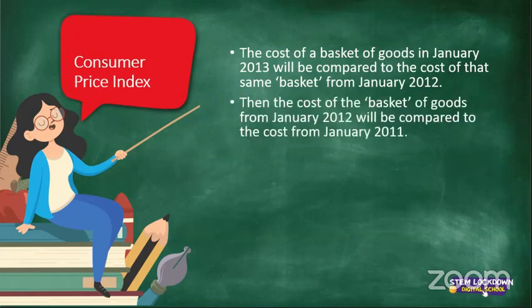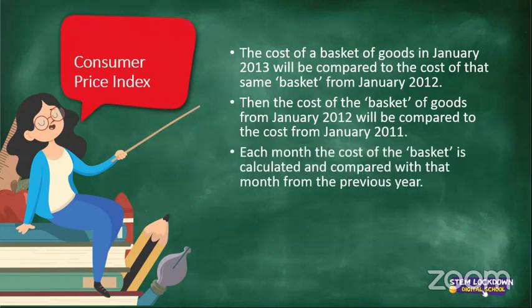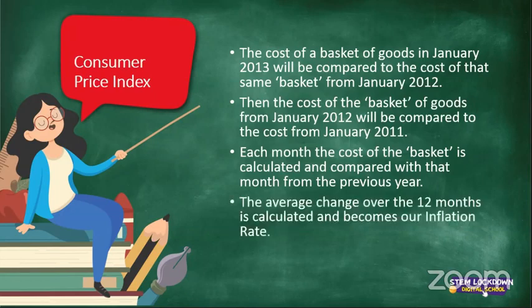Then the cost of the basket of goods from January 2012 will be compared to the cost from January 2011. So you see, you always compare it to the consecutive year. Each month, the cost of the basket is calculated and compared with that month from the previous year. So you always need to make sure they compare January to January, February to February, and so on. The average change over the 12 months is calculated and becomes our inflation rate. So they'll be comparing January 2019 with January 2020, February 2019 with February 2020, and so on. Then they'll take the average change over those 12 months, over that year, and that would become the inflation rate.